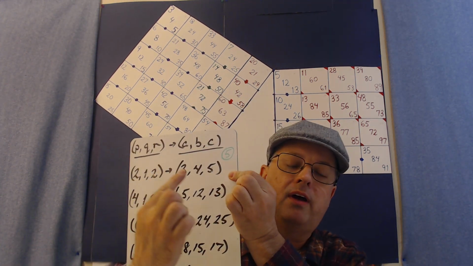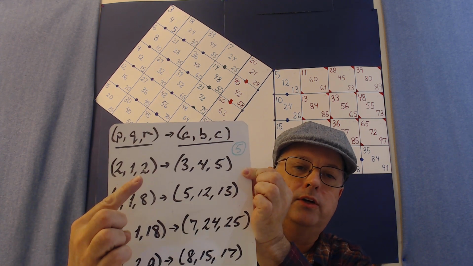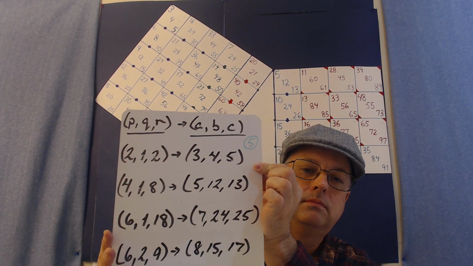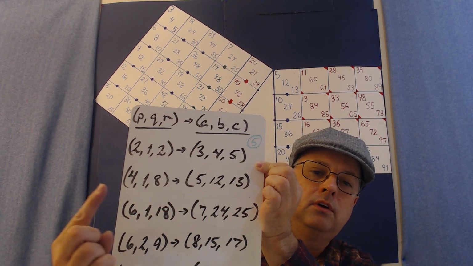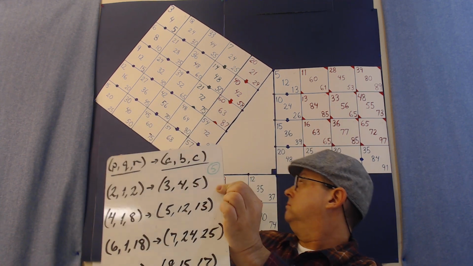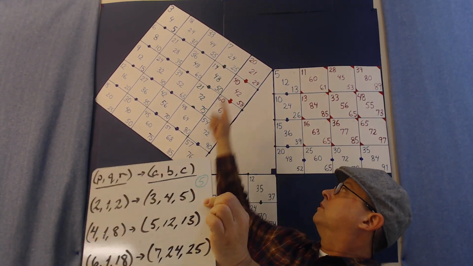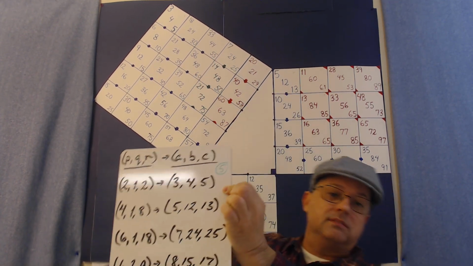You want a 3, 4, 5 Pythagorean triple? Use 2, 1, 2 as your P, Q, and R. You want a 5, 12, 13 Pythagorean triple? Use 4, 1, 8 as your P, Q, and R. Okay? 3, 4, 5 up there. You see it way up there? And 5, 12, 13. You see?